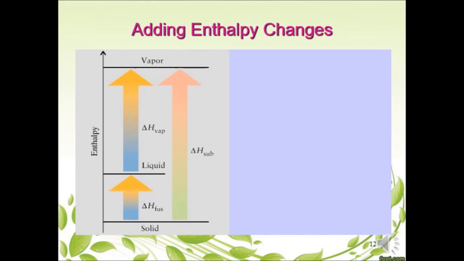Again, because it's independent of the path taken, you can start off from solid directly to vapor, the sublimation process, or it can undergo melting first from solid to liquid, and then vaporization from liquid to vapor, but the enthalpy change will be the same.